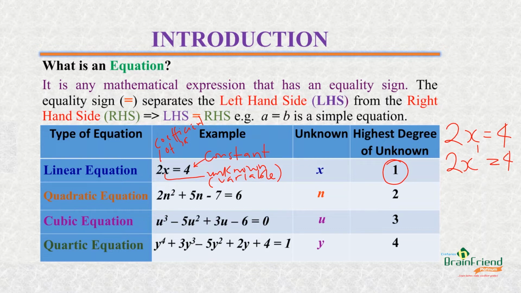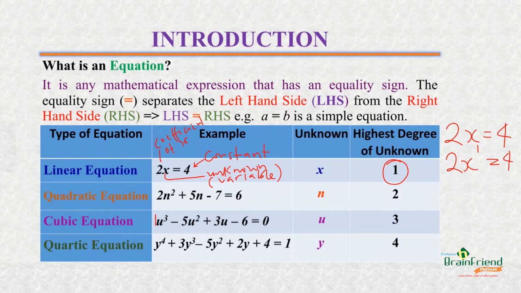An example of a cubic equation is u raised to the power 3 minus 5u raised to the power of 2 plus 3u minus 6 is equal to 0. If you look at that equation, you will see that we can tell the value of every other term. For instance, we know that in front of this u cube, we have 1, though it's invisible. We also know that in front of u squared, we have minus 5. We know that in front of u, we have 3. And then we also have minus 6.